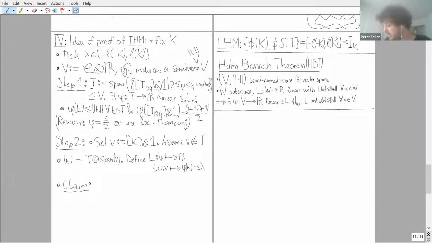The claim is this is actually dominated. So that means whenever you plug in an element out of W for your linear map, the norm bounds it, for all elements in W. And now somewhere I have to use my definition, or where lambda actually lives.